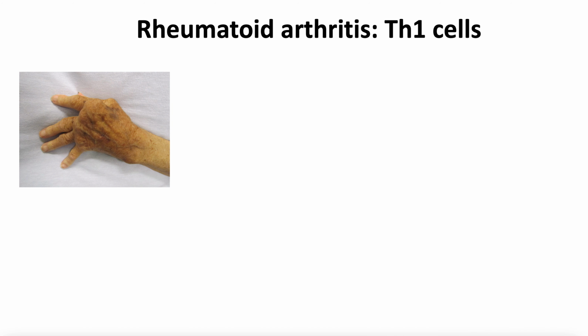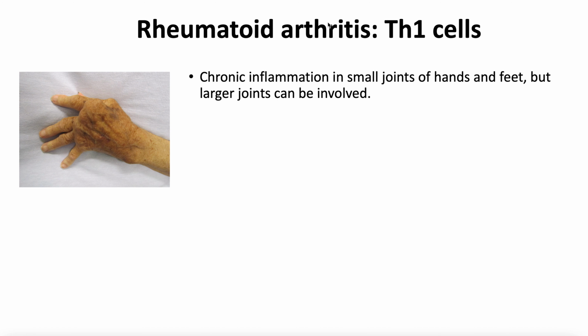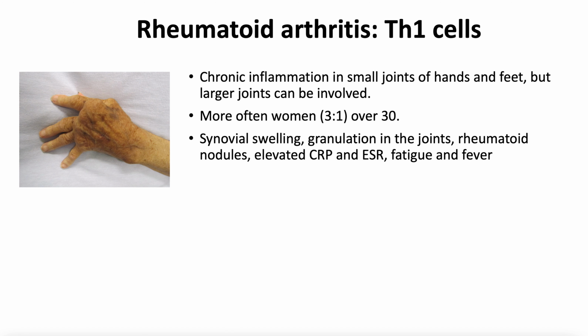Another classic example of a T cell mediated hypersensitivity is rheumatoid arthritis, and this is largely mediated by Th1 cells. It induces chronic inflammation in the small joints of hands and feet. Larger joints can be involved, and this is usually in women 3 to 1 over men over 30, and results in synovial swelling, granulation in the joints, rheumatoid nodules, elevated inflammatory markers, fatigue, and fever. And you'll be learning a lot more about rheumatoid arthritis next year. There are a number of ways to treat it. NSAIDs are common, corticosteroids can be used, and TNF blockers can be used as well.